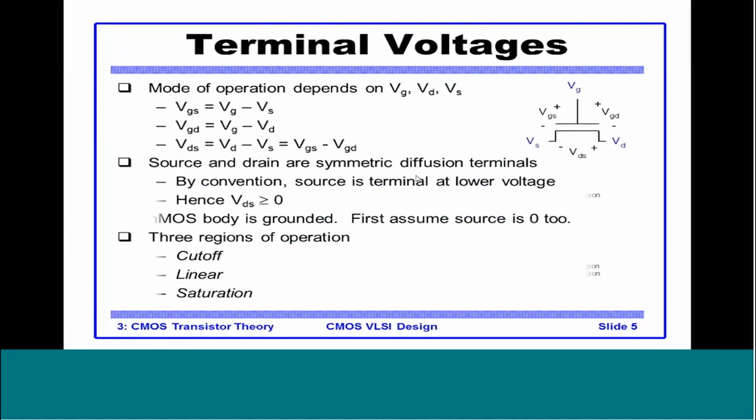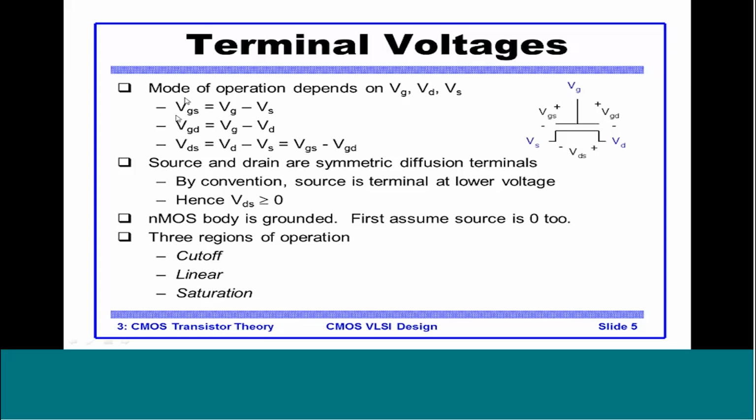Okay, now let's look briefly at some of the terminal voltages. We denote the voltage on gate as VG, voltage on source as VS, and voltage on drain as VD. For discussion's sake, let's first assume the voltage on source to be 0. Although source and drain are symmetric and can be used interchangeably, we assume that source is the terminal at lower voltage. That's why we always assume that VDS would be greater than or equal to 0.